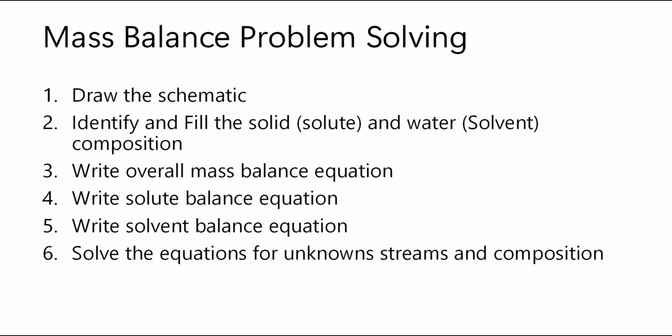For any mass balance problem, these are the major 6 steps. First we have to draw the schematic, then identify and fill in the solid percentage and water percentage. And we have to write the overall mass balance equation. Then we have to write the solute balance equation. The solute balance equation can be written by multiplying each solid percentage with the respective stream. Similarly for the solvent balance equation. Once we have all the 3 equations, we can solve using either a calculator or manually, and we can find the unknown streams and compositions.